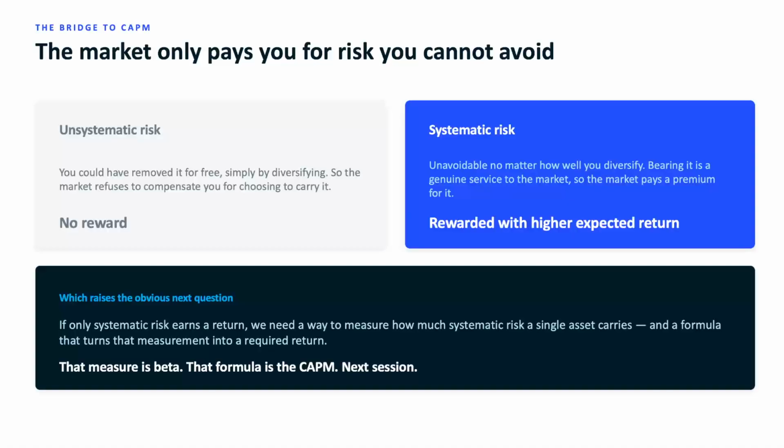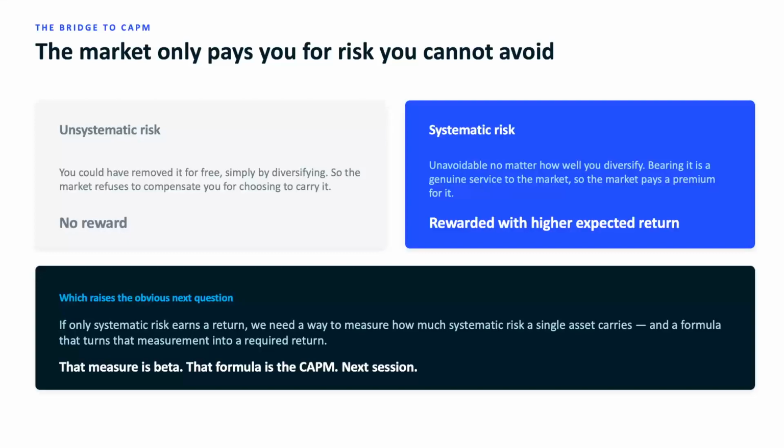But systematic risk is different. Nobody can escape it, no matter how skillfully they diversify. Bearing it is a genuine service to the market. Someone has to hold these assets through recession, and for that, the market pays a real premium in the form of higher expected return. And that lands us on the obvious next question. If only systematic risk earns a return, we need a way to measure how much systematic risk a single asset carries, and then a formula that converts that measurement into a required return.